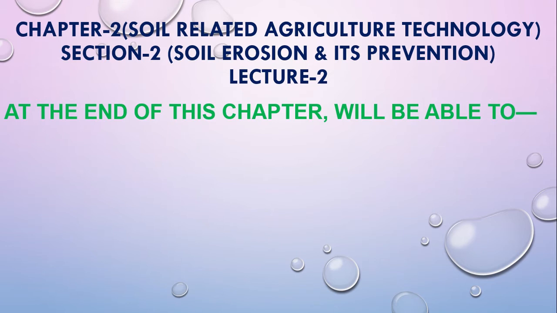Dear students, this is the second lecture of this section, which is soil erosion and its prevention. In the first lecture we discussed the definition of soil erosion, then types of soil erosion, then causes of soil erosion, then controlling of soil erosion, and their harmful effects.